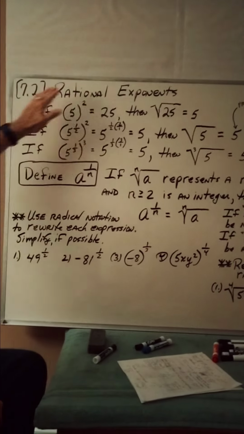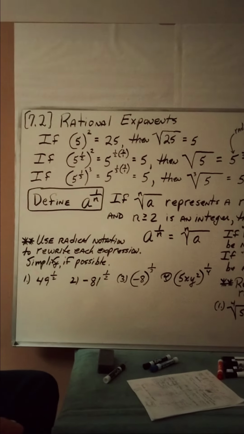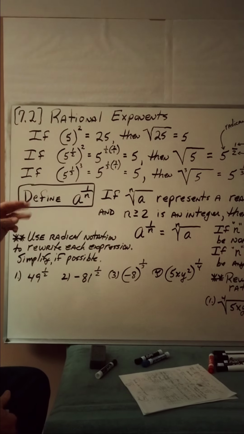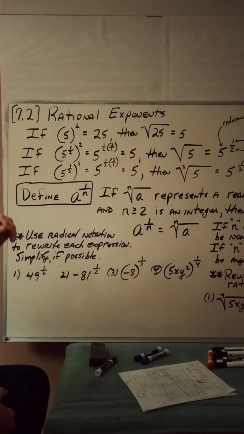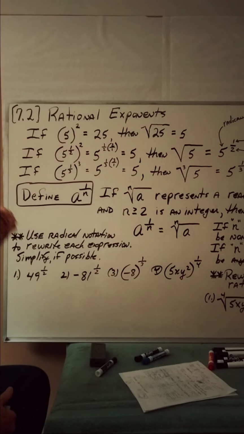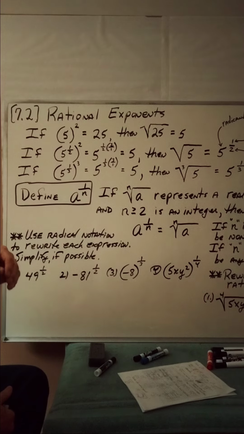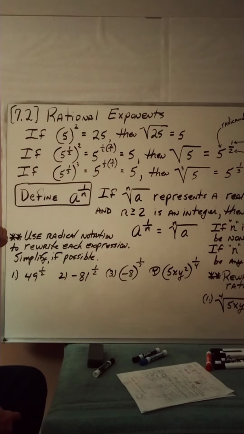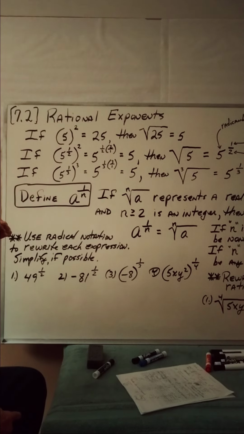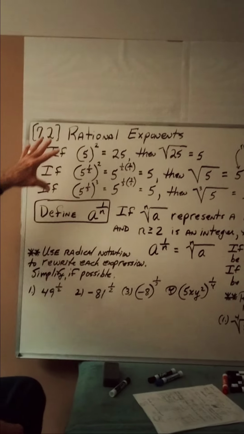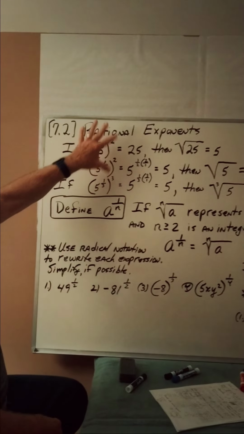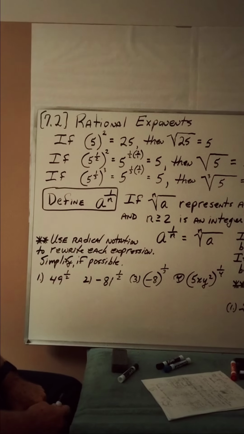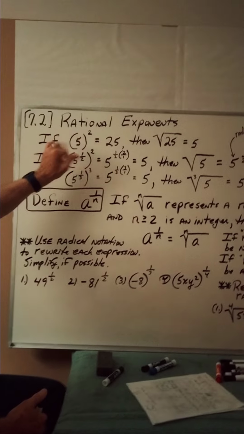7.2, rational exponents. We're going to be looking at the definitions of 3 different types of exponential expressions where the exponent is rational, numerator over denominator. And here is sort of the lead up to the first defined expression that we're going to look at. So let's take a look at this lead up.